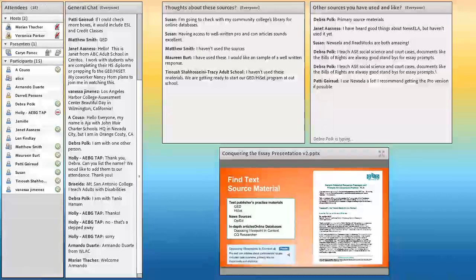So, Tanush, you mentioned that you're just getting ready to offer the GED and HiSET program at your school. So this hopefully will help you know how to plan and get started on your program. Great. I hope we're of assistance to you today. Okay, great. Oh, getting the pro version of News ELA. Okay, so in that pro version, is that a paid version? That's a question I'd have.